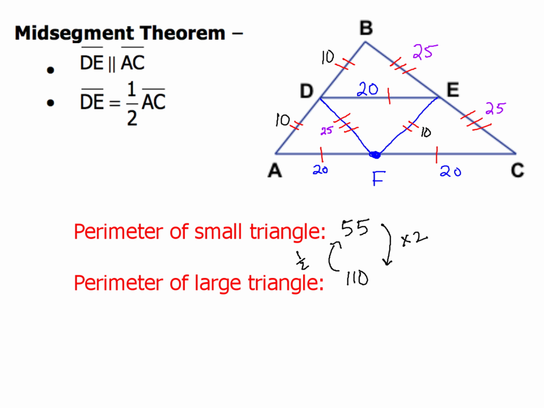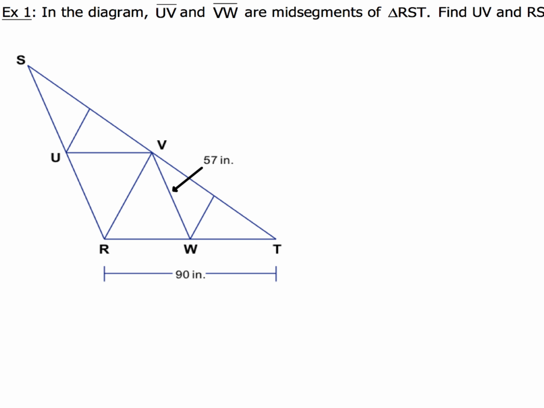That's pretty wild. All right, so let's go ahead and take a look at an example here. Now, in this diagram, we've got UV and VW being mid-segments. So I'm going to start with UV right here. UV is this spot, wham, right there, and that's going to be a mid-segment in this triangle. So from there to there, that's the mid-segment to that piece. And we've got to find how much UV is and find out how much RS is.